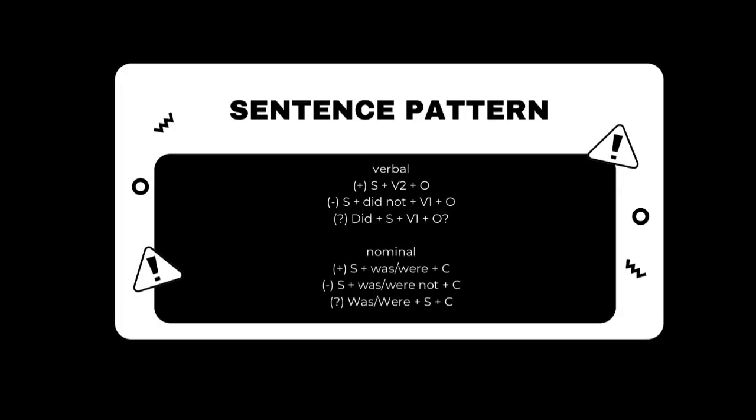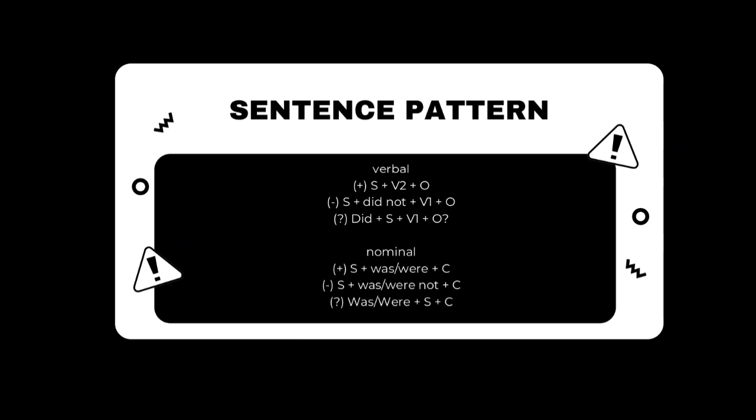The pattern of simple past tense for the verbal, for the positive sentences, use subject plus verb 2 plus object. For negative sentences, use subject plus did not plus verb 1 plus object. For interrogative sentences, use did plus subject plus verb 1 plus object and question mark.